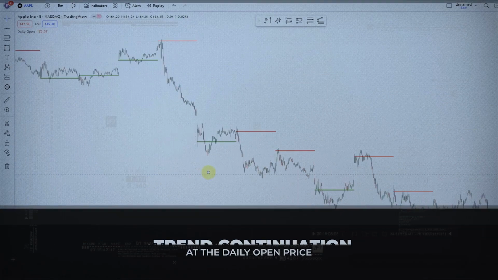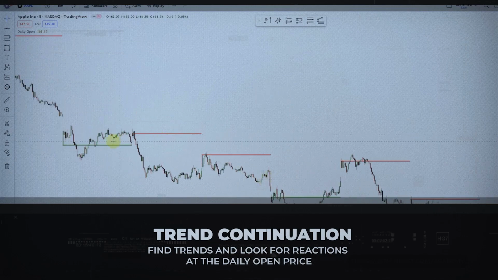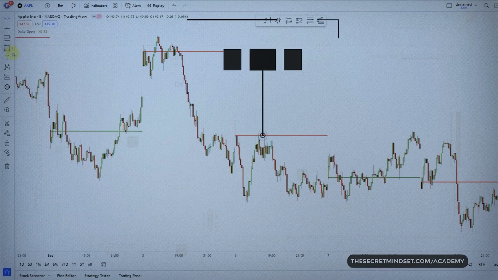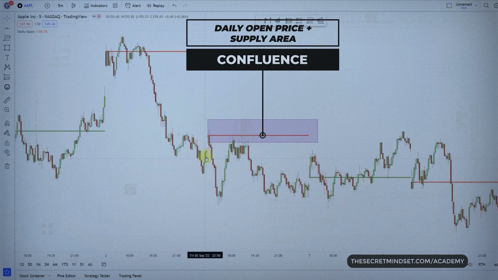You want to find trends and to trade a continuation in the direction of the short-term trend and look for reactions at the daily open price. If price starts hesitating when reaching this level and suddenly bounces in the opposite direction, you want to trade in the direction of the bounce. If this line coincides with the supply or demand area, again, it's a key zone to monitor.